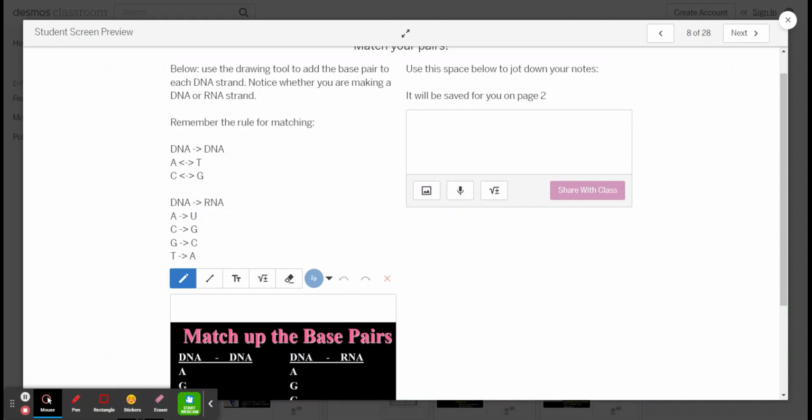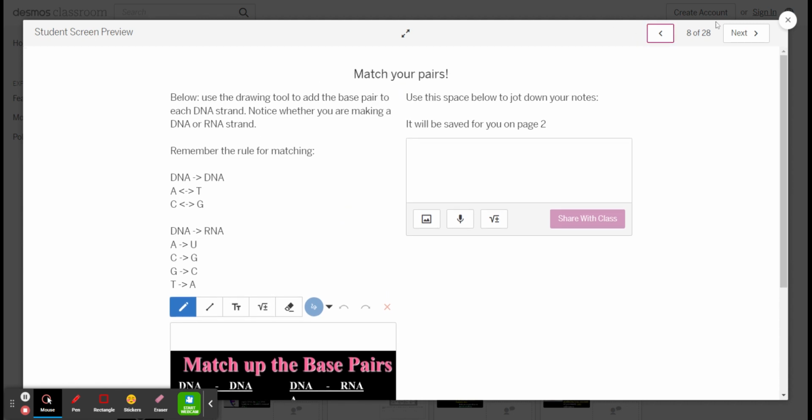This is a slide from your genetics Desmos. We are going to go over how to make base pairs. Ready? All right, so notice at the top, we are on slide 8. And if you would like to follow along, you can go to your iLearn and pull up the Desmos link that way, or log in directly to Desmos and find our genetics unit.